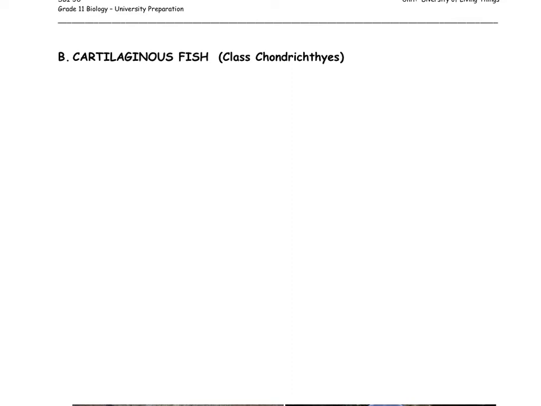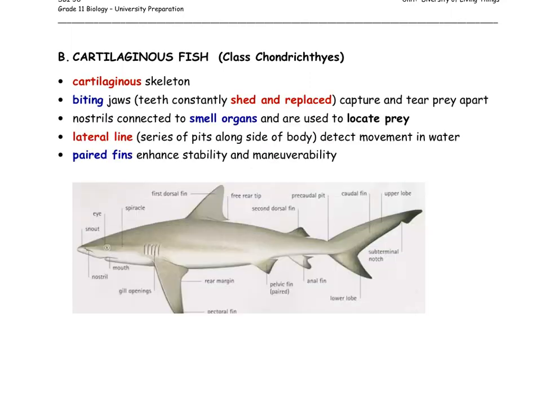So the next class of fish is the cartilaginous fish. Those are a class, this is a mouthful, Chondrichthyes. And so, well, what are those like? The sharks are one example of that, although there are others. So what do they all have in common?